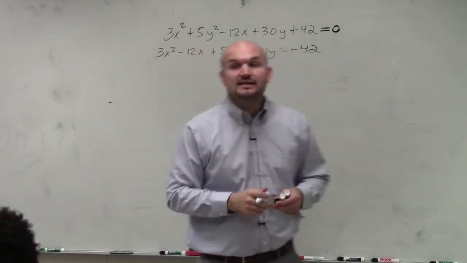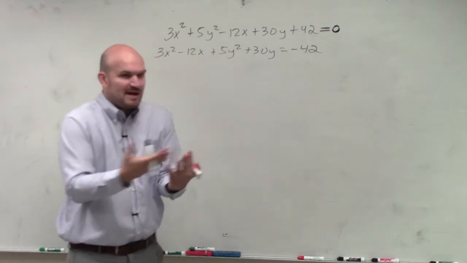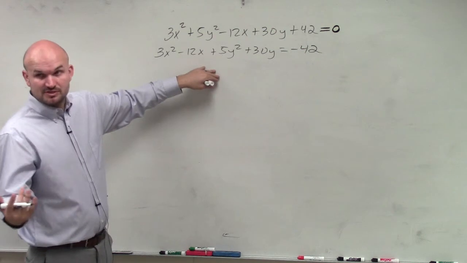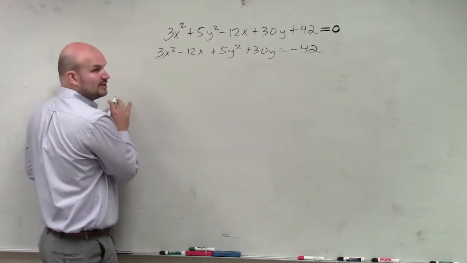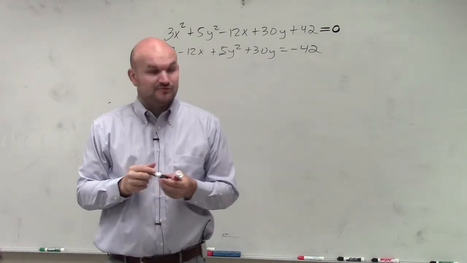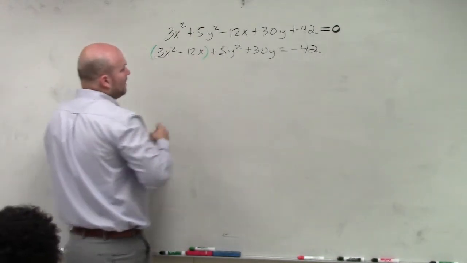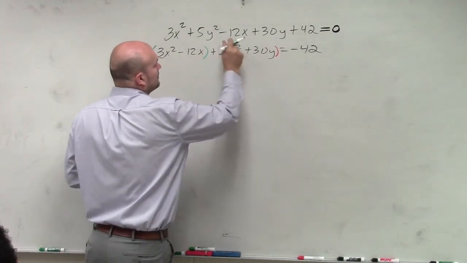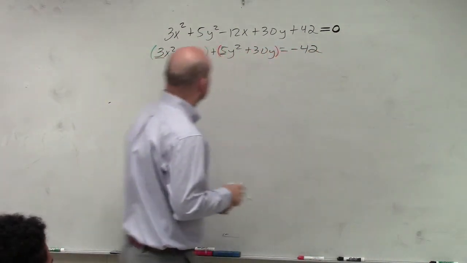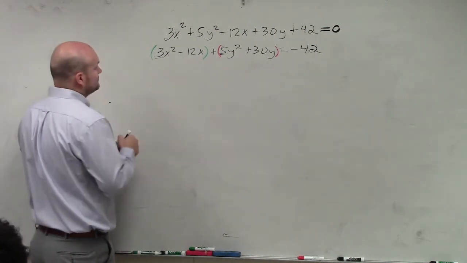Now, the next thing that I need to do is, if you're looking at the formula, it has to be a binomial squared. Well, remember, to get a binomial squared, we have to complete the square. But remember, we cannot complete the square when the coefficient of my squared terms is not 1. So what I need to do is factor those terms for my x and for my y. So first thing I'm going to do is factor out a 3.